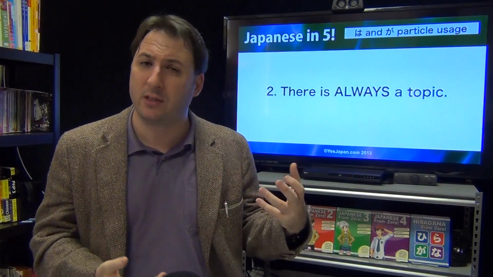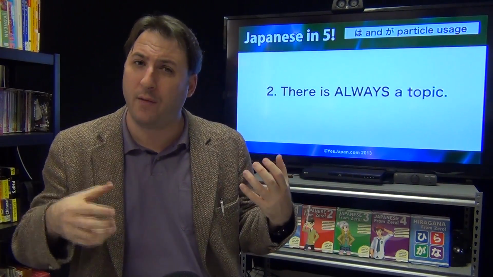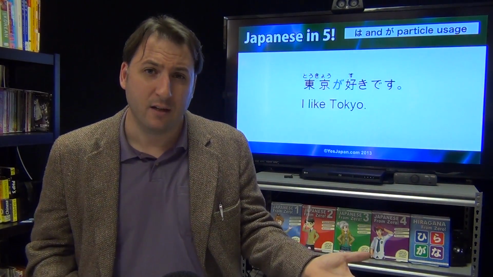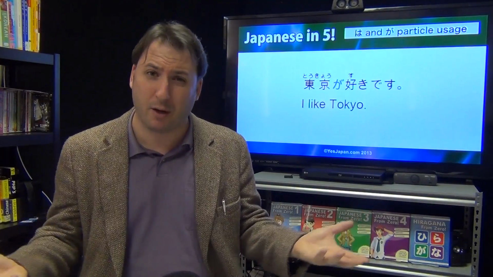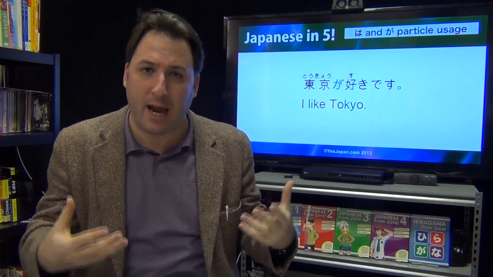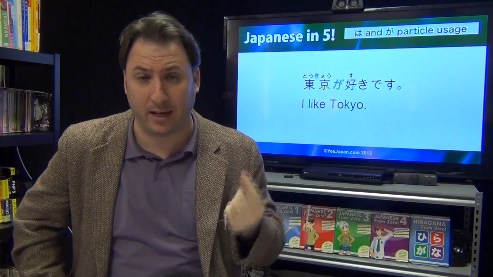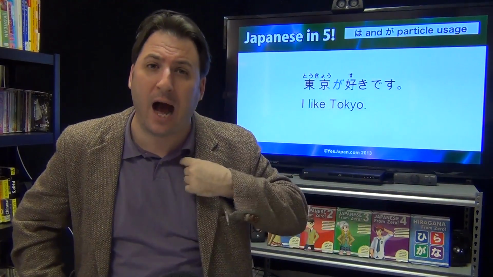Well, remember the rule is if you want to use a second wa, then use ga, then you might think, well, look at this sentence. Tokyo ga suki desu. What does that mean? There's no subject. There's no topic there. Well, the topic is always there. If I, out of the blue, say Tokyo ga suki desu, it means I like Tokyo. It's assumed that I am the topic. This is very, very common in Japanese.